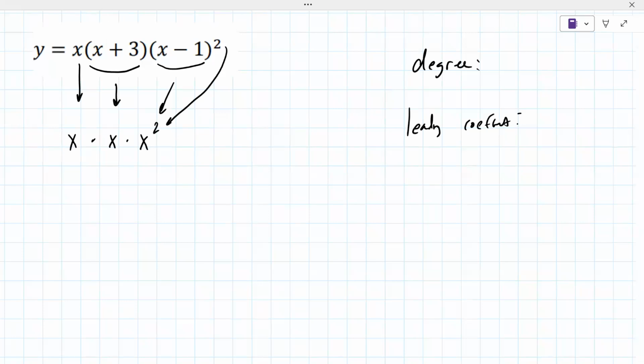X to the 4th. Okay, so what is the degree? What is the leading coefficient? It would be 4 and 1. You got it.